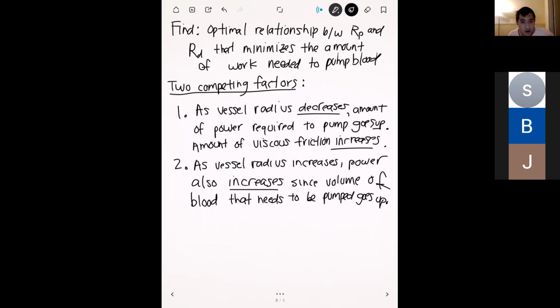Okay. And so let's come up with equations that characterize both of these effects, right? And let's do it for a single vessel. Okay.